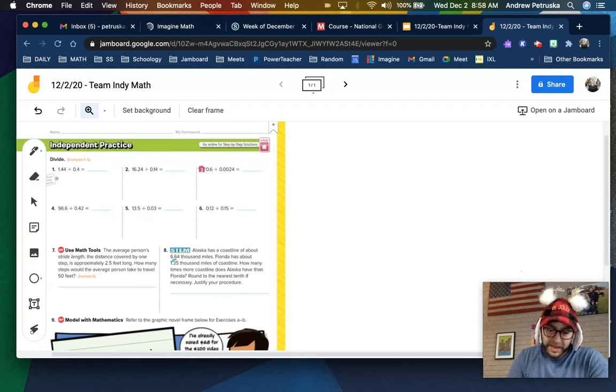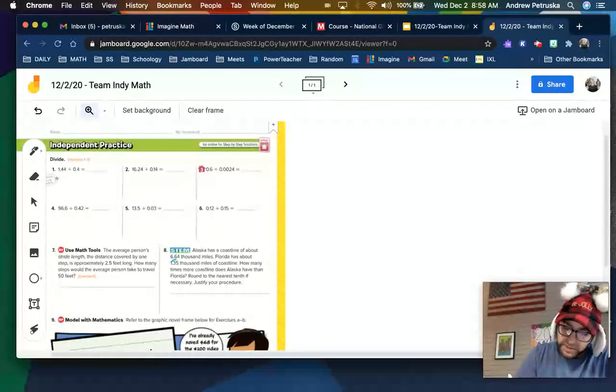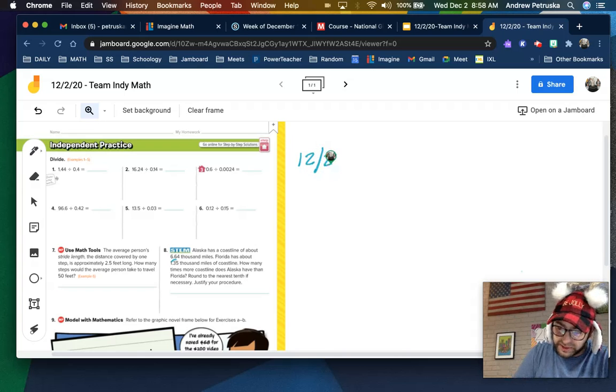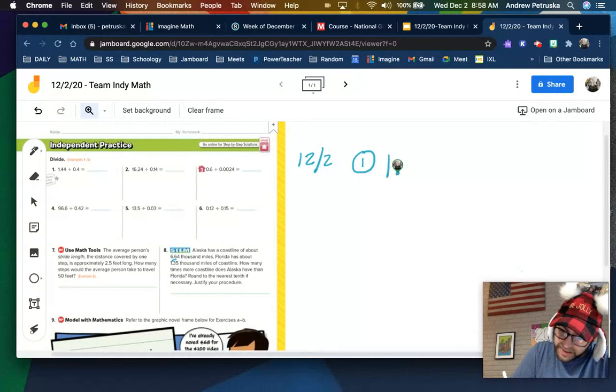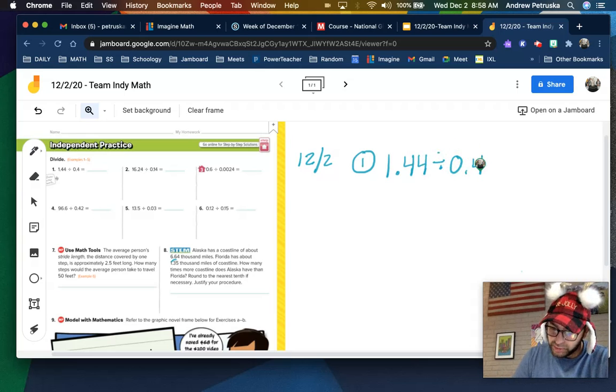So on my iPad, I'm using the Jamboard, and it's going to upload onto the computer that I'm screen recording currently. So number one, and this is what you're going to want to do in your notebook. If you're just rewriting it, if you're doing it in your book, that's fine. But you always want to rewrite that date, especially in the notebook, so you can go back to it. Now I'm going to put number one. Now the problem reads 1 and 44 hundredths divided by 4/10. What I want you to do, if you're rewriting the problem, then you're going to set it up with 4/10 on the outside, 1 and 44 hundredths on the inside.